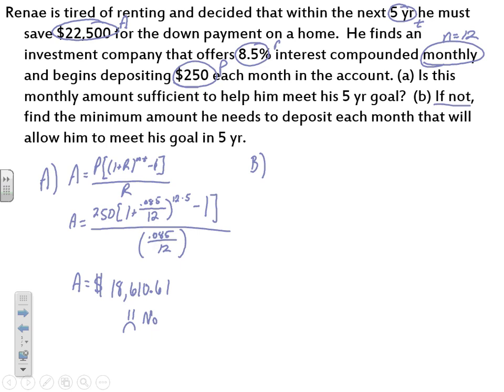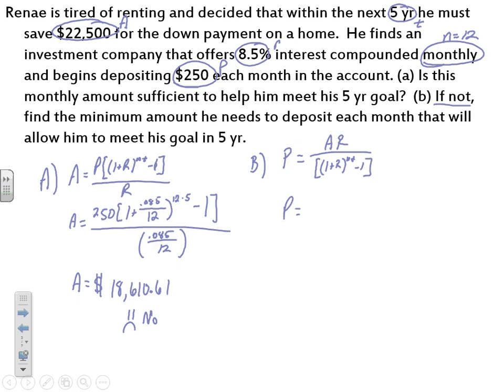Part B says, okay, well, he still wants to get into his own place in 5 years. His interest rate of 8.5% is still what he's working with, and the bank account is an annuity account. So we're going to figure out how much he's going to have to pay into his account each month. We're going to use our rearranged formula from the previous example, where P, the principal amount, is equal to A times r divided by that whole expression, 1 plus r to the nt power minus 1. And let's see what his monthly payments are going to be.